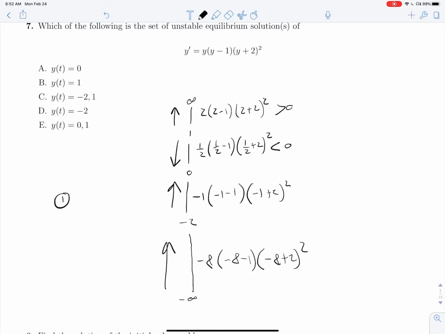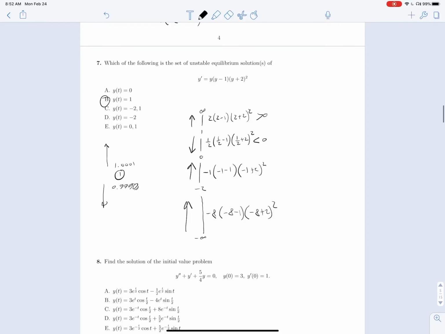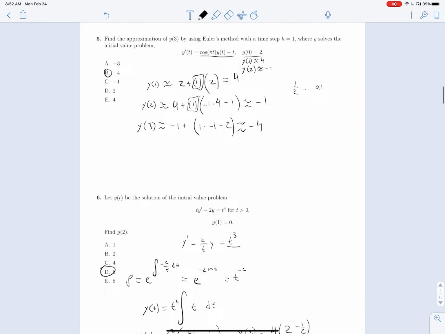So if you started a solution curve at 1.0001, it will flow up and away from 1. And if you start a solution curve at 0.9999, our solution will flow back away from 1 towards 0. So we would call 0 a stable equilibrium solution. -2 is a semi-stable equilibrium solution, and 1 is an unstable equilibrium solution. So for 7, our answer is B.